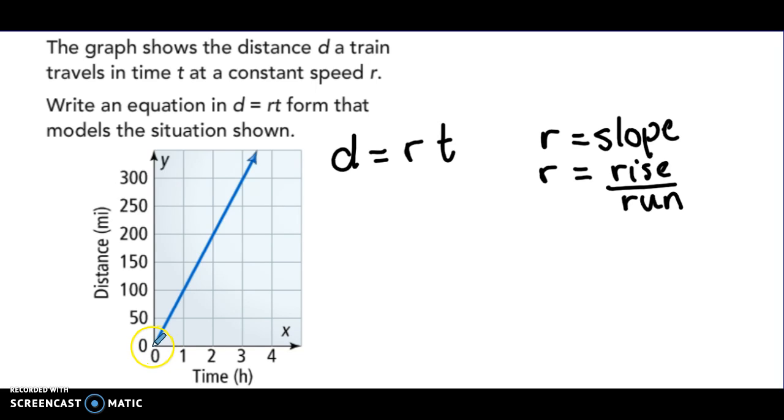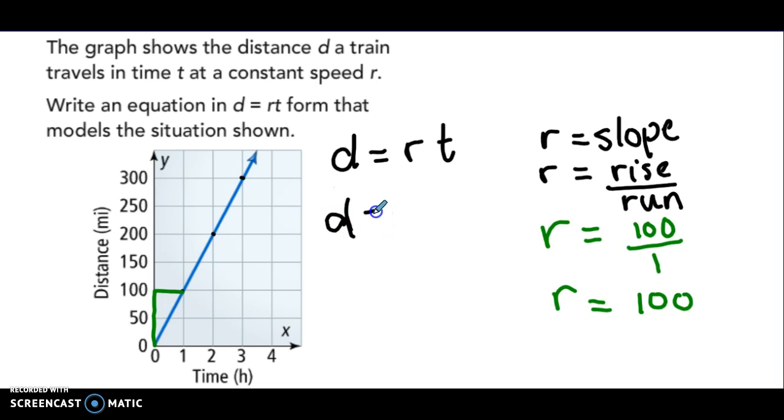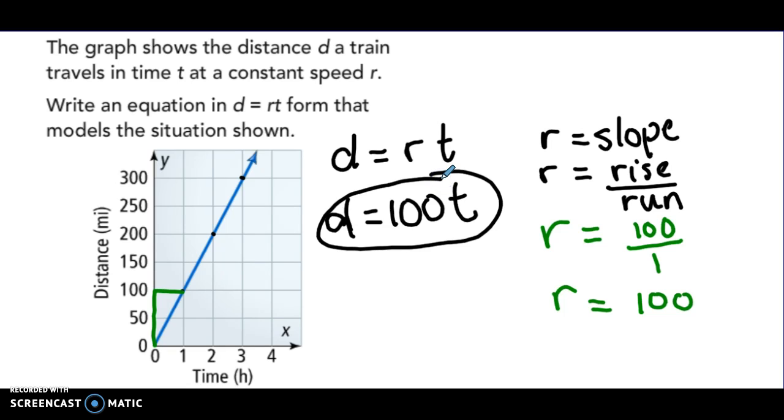So look here, the first time we see our graph start to intersect with our grid is at these points. Remember, our rise, we go up to 100. So that means that our rise is 100. Then we went over 1 unit in time, so our run is 1. Therefore, our r equals 100. So when writing out our equation, d equals our rate, which is 100, times t. That would be our equation for this line.